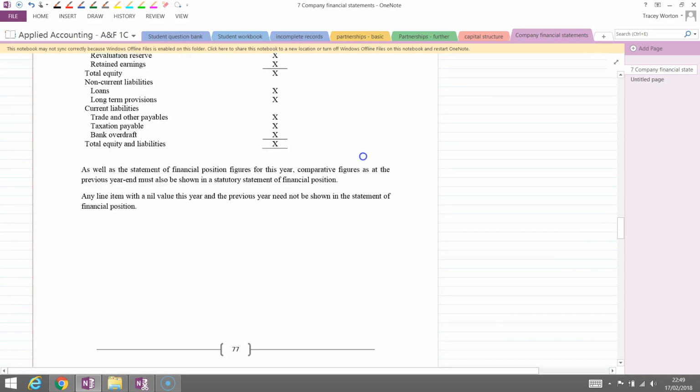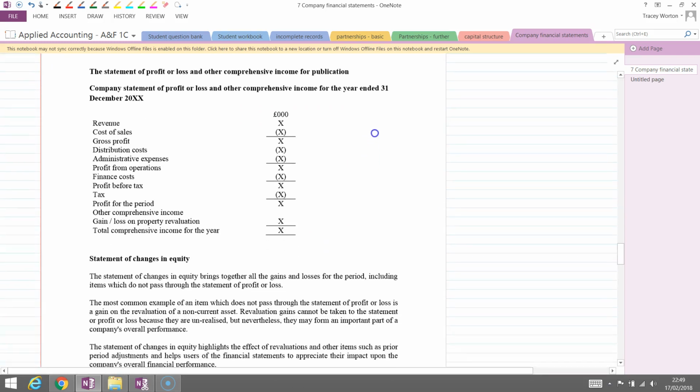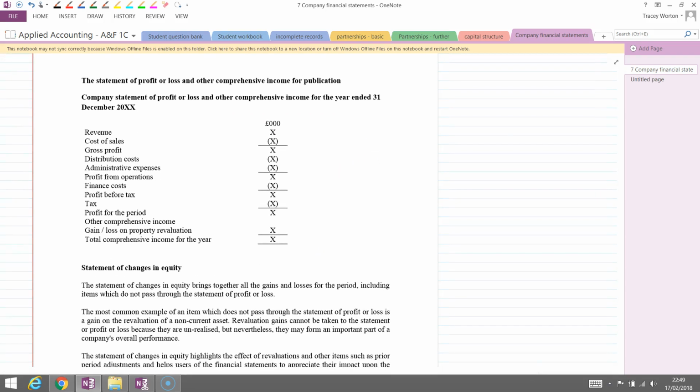Down the page, looking at the statement of profit and loss and other comprehensive income. This is probably where you'll notice the main difference between a company's published accounts and a sole trader's. Notice that we don't just list all of the expenses. Cost of sales is given as one figure rather than broken down. This is the usual format that we have for published accounts. It gives adequate information without giving too much detail.